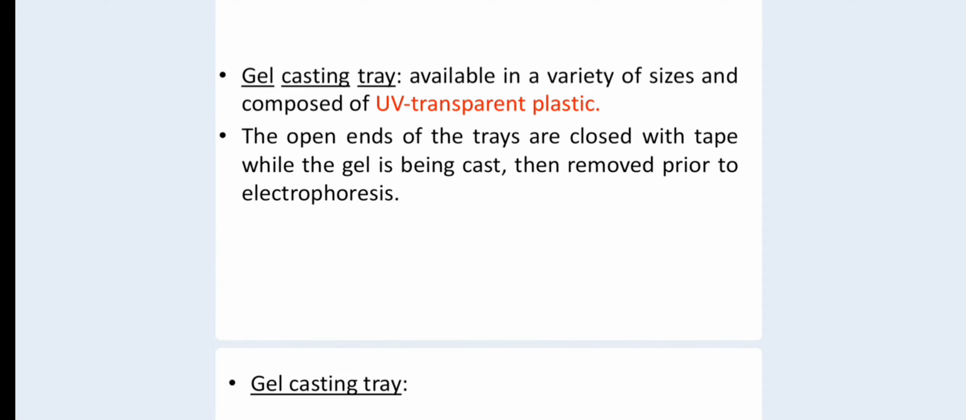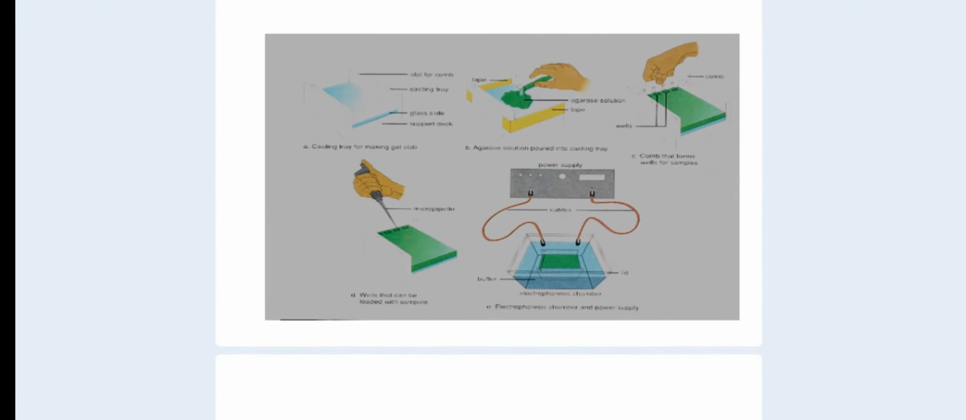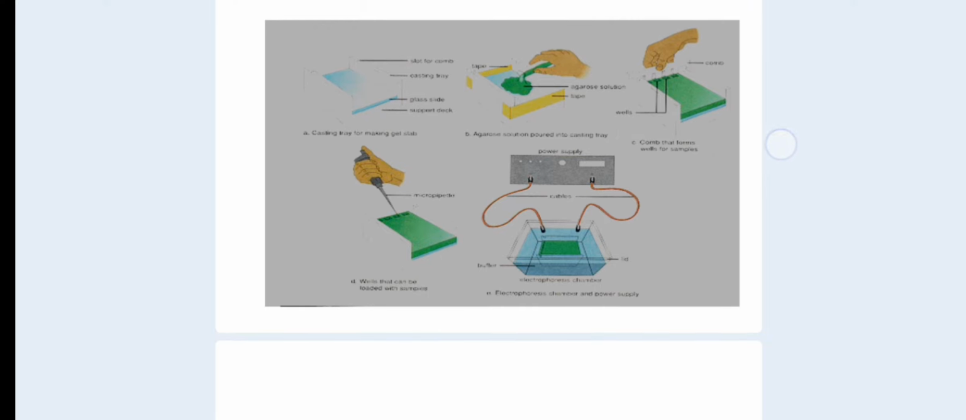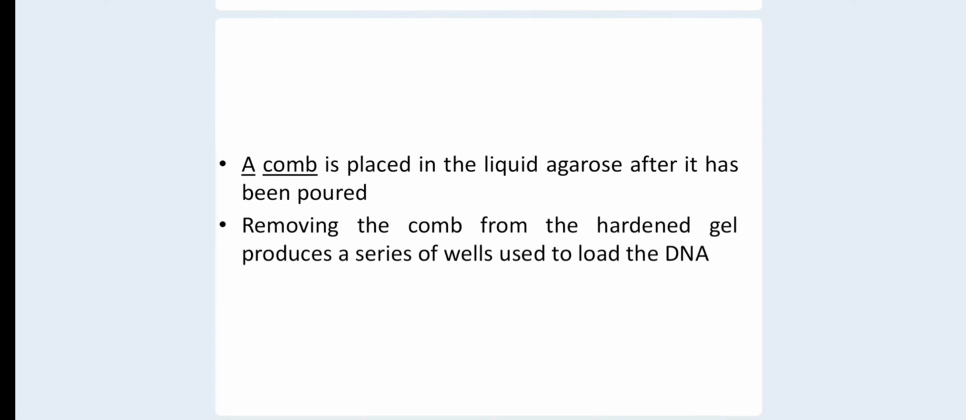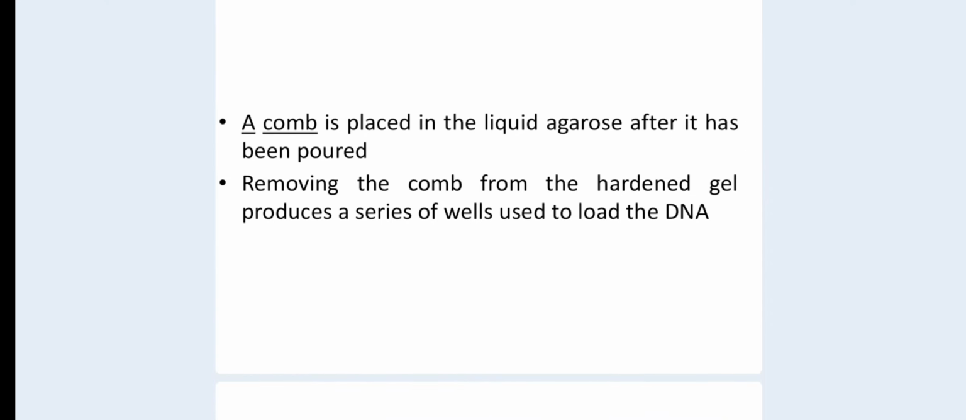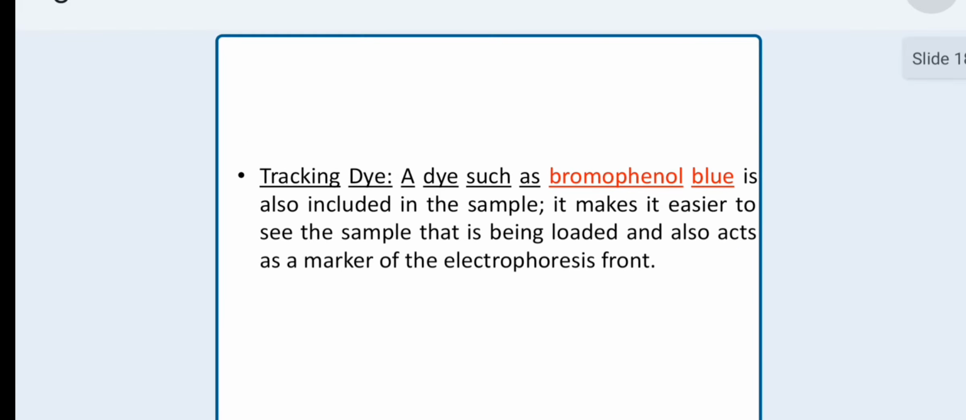A gel casting tray is used, which is made of UV transparent plastic. The open ends of the tray are closed with tape while the gel is being cast, then removed prior to the electrophoresis. This is the gel casting tray and the procedure steps for loading the samples. A comb is placed in the liquid agarose after it has been poured. Removing the comb from the hardened gel produces a series of wells used to load DNA fragments. A tracking dye such as bromophenol blue is also included in the sample. This makes it easier to see the sample being loaded and also acts as a marker for the electrophoresis front.